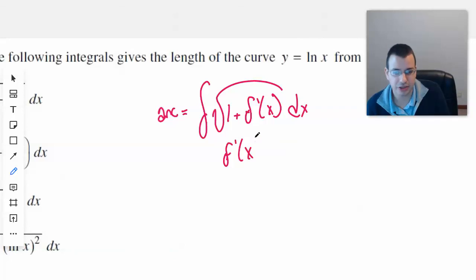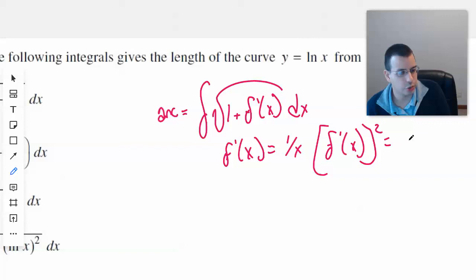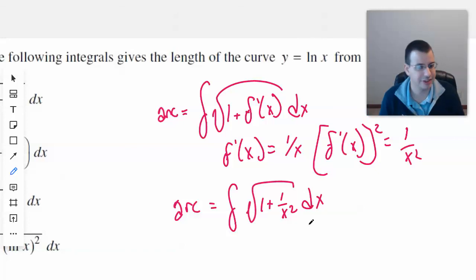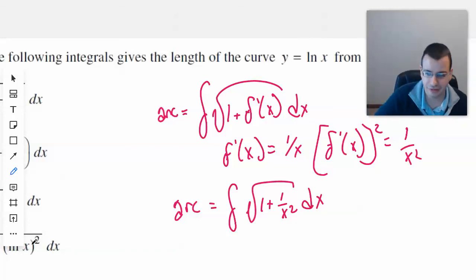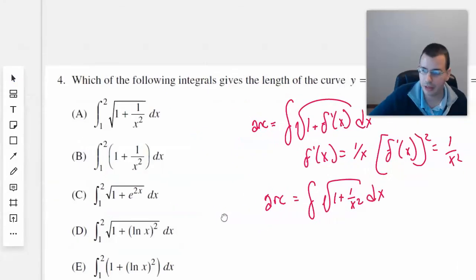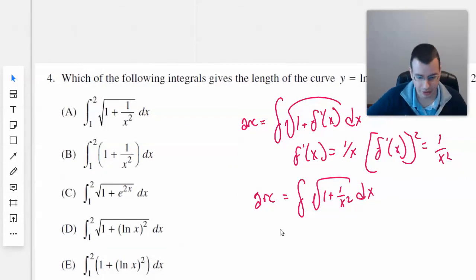f prime of x equals the derivative of natural log of x, so f prime of x squared equals 1 over x squared. Therefore, the arc length will be the integral of the square root of 1 plus 1 over x squared, dx. And then I'm not quite sure how to solve that, and I think about it, and I'm like, oh, that's all they wanted, it was right there.